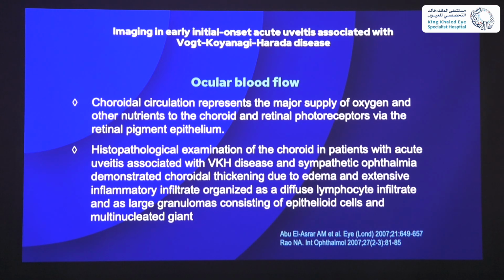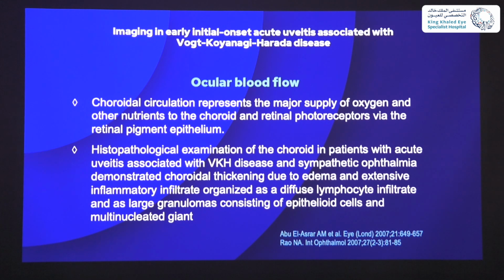So why is it important to understand blood flow in patients with VKH disease, especially choroidal circulation? As you know, choroidal circulation represents the major supply of oxygen and nutrients to the choroid and the retinal photoreceptors. So the photoreceptors are dependent on the choroidal circulation, and any impairment in the choroidal circulation will affect the function of photoreceptors.